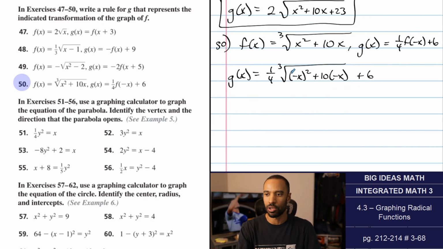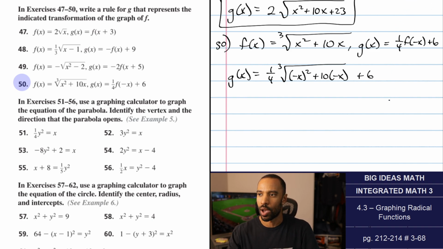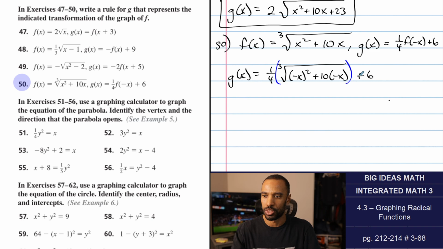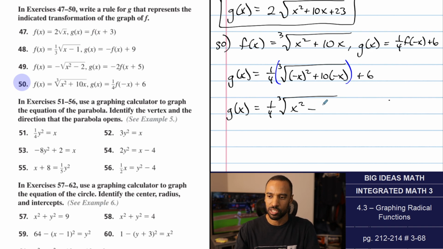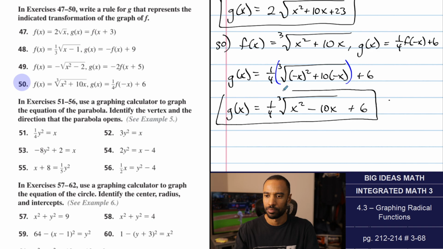So it looks like really the only thing I need to change is just what's inside. The outside has no real change. So actually, for this, I'm just going to put that in parentheses like we didn't know what to do yet. But now we do. Now it's 1/4 just times that. So 1/4 times negative x quantity squared is x squared. 10 times negative x is negative 10x. And then plus 6 is like that. And there it is.